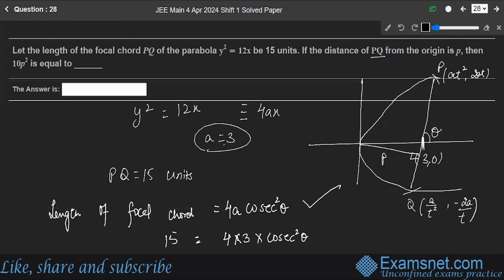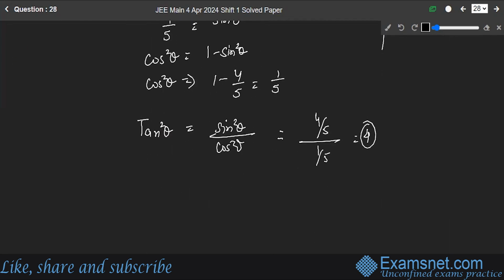So that means I got the slope for PQ. That is this tangent theta. This is tangent square theta. Wait, tangent square theta is equal to 4. That means tangent theta is equal to 2. So I got the slope. This is the slope of PQ.